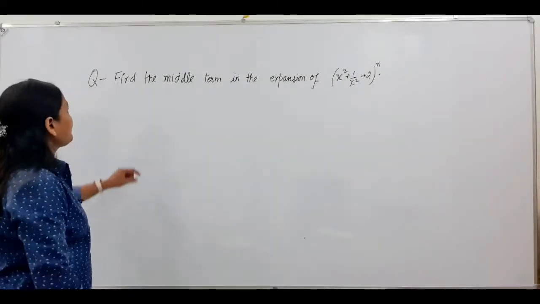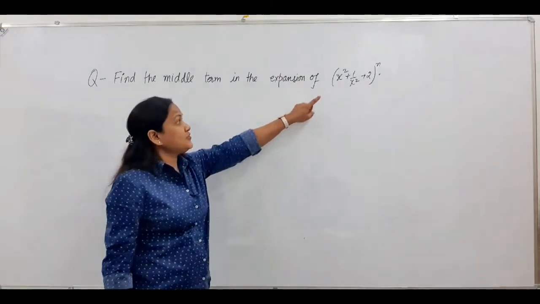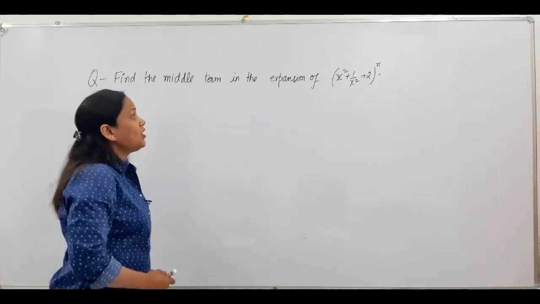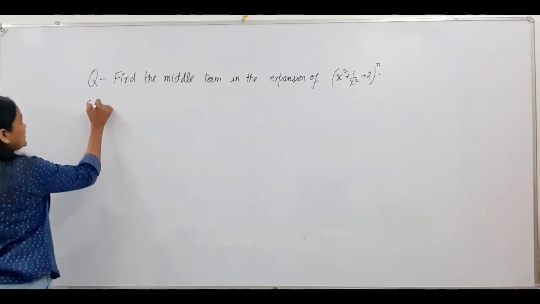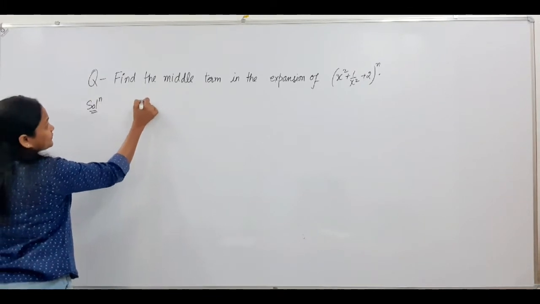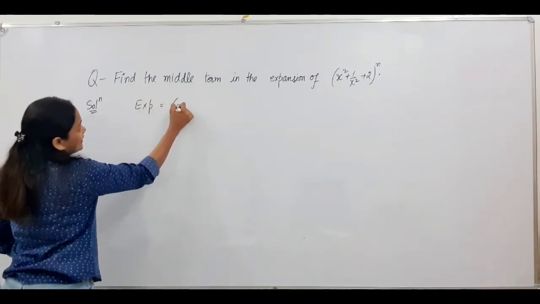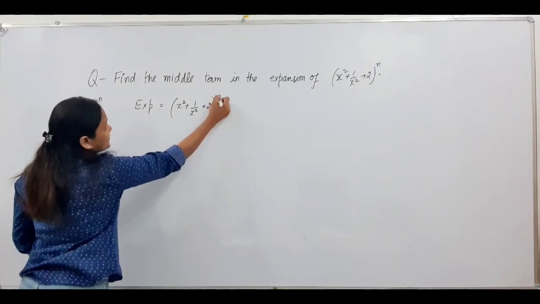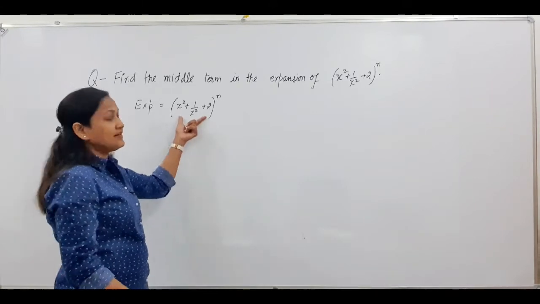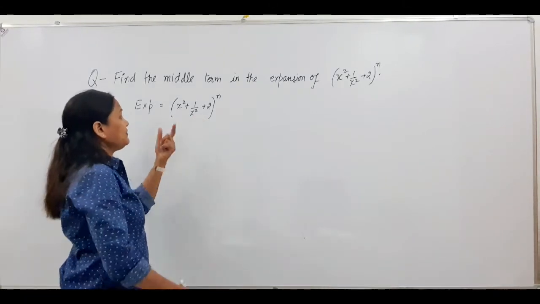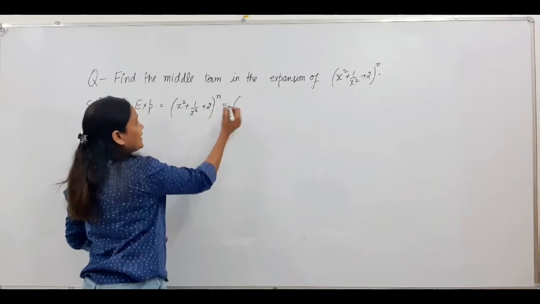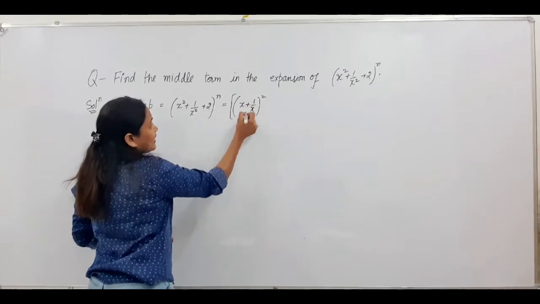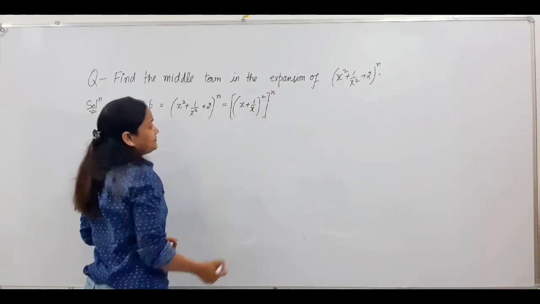Now your question is, find the middle term in the expansion of (x square plus 1 upon x square plus 2) raised to power n. So let us first take the expression. Your expression is x square plus 1 upon x square plus 2, raised to power n. And in fact this is a trinomial, so let's try to make it binomial. We can write it as (x plus 1 upon x) whole square, and this whole thing raised to power n.